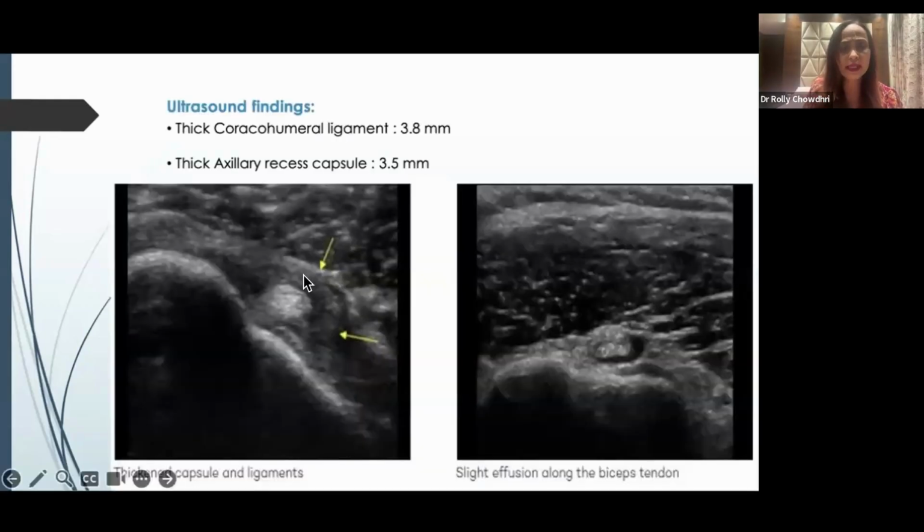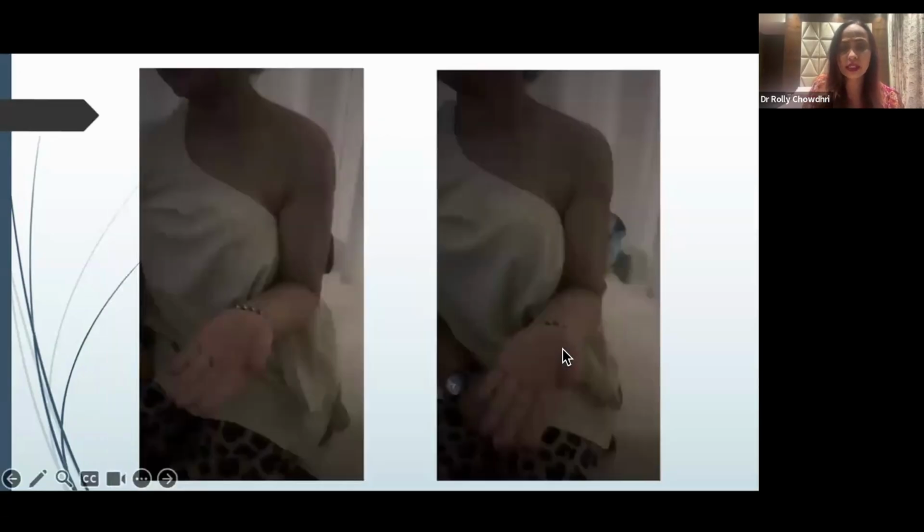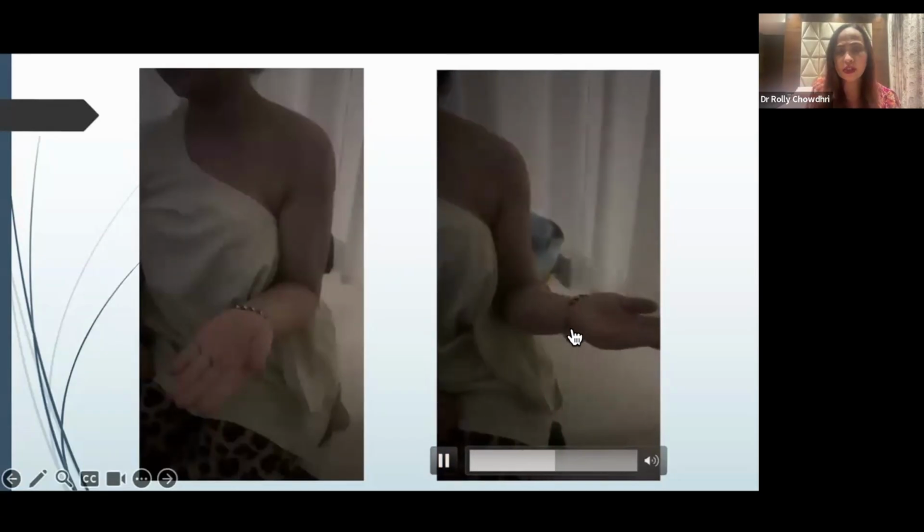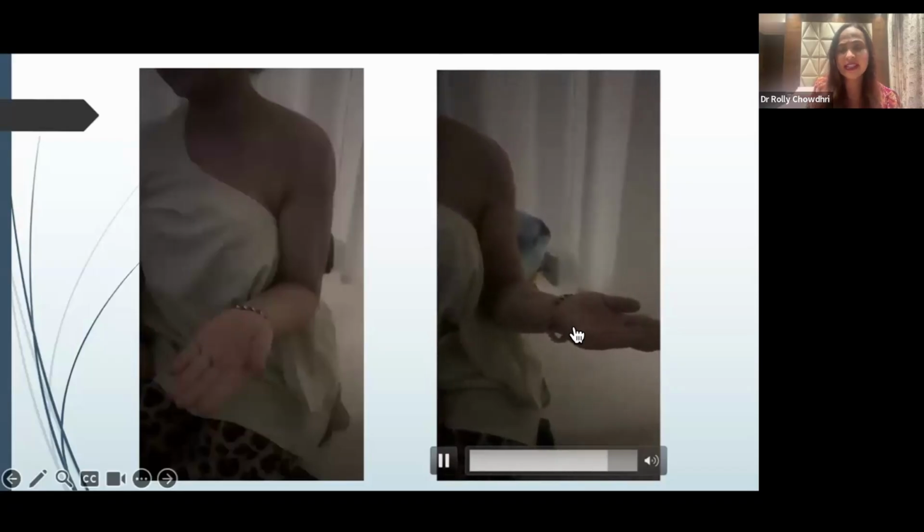So if you see, there is thickening of the coracohumeral ligament. Then there was fluid in the biceps tendon sheath. This is the same patient in whom I did our dynamic evaluation, and I could see, she couldn't go beyond this. She was having a lot of difficulty in externally rotating beyond this.